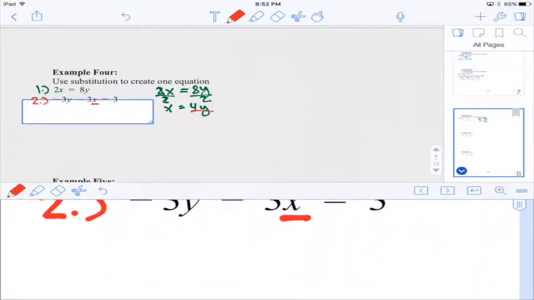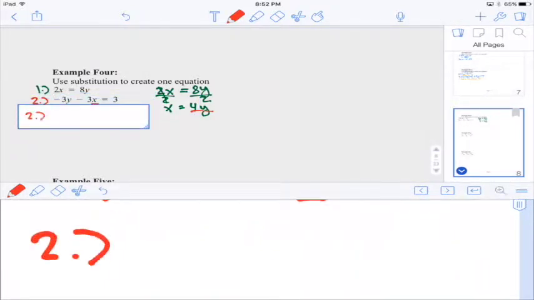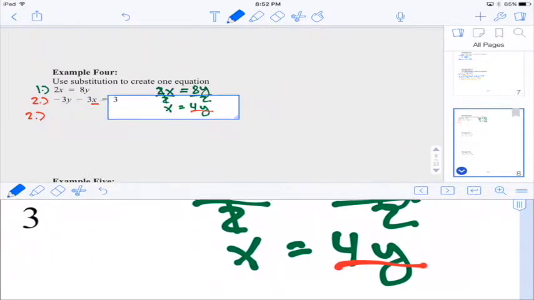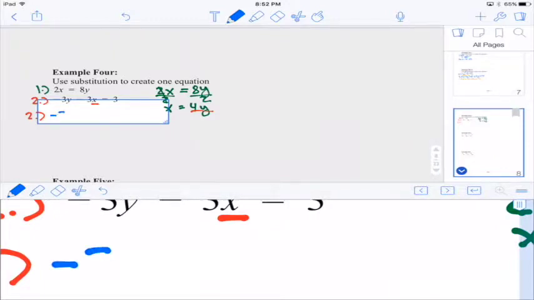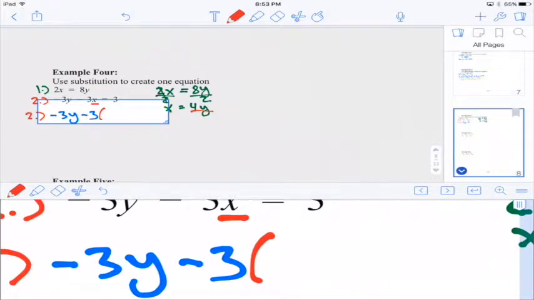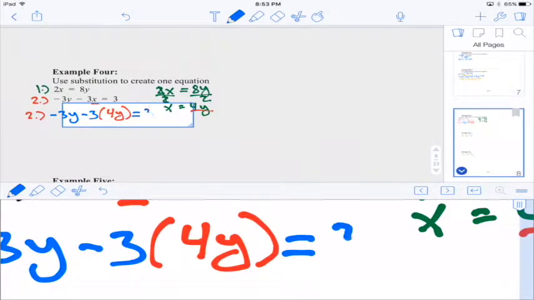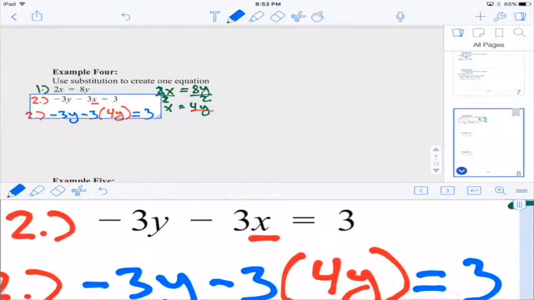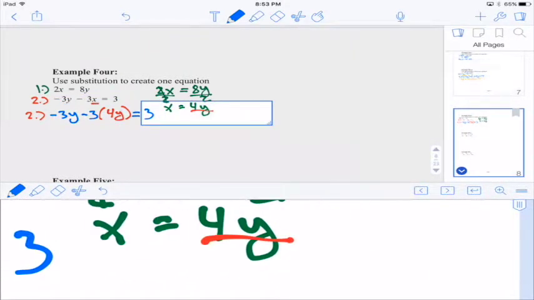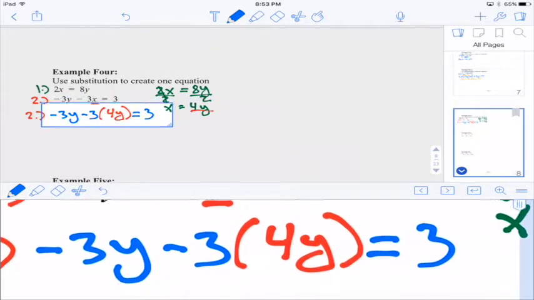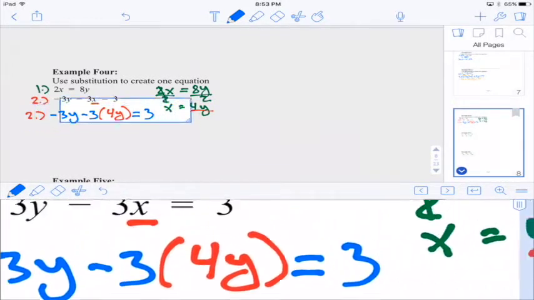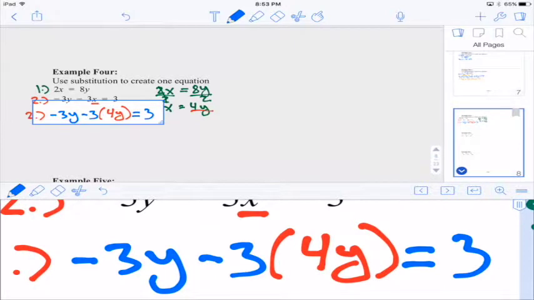So in my second equation, I'm going to keep everything the same, except I'm going to change x into 4y. And watch what happens. Negative 3y minus 3 times 4y equals 3. See how this equation's exactly the same, except I made that substitution for x. And now I have an equation that does not have an x in it. It only has y's. I went from 2 variables down to 1, which is the plan.